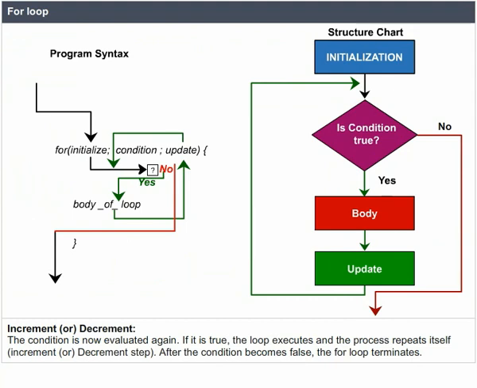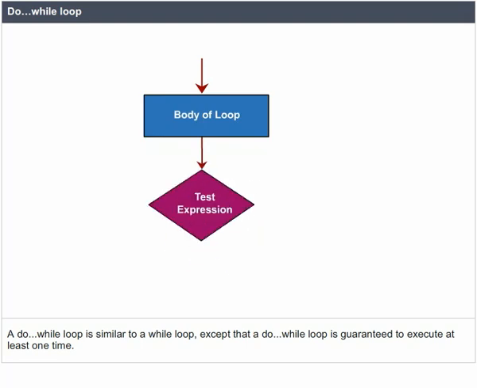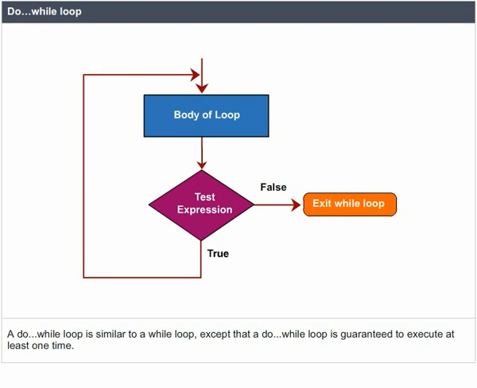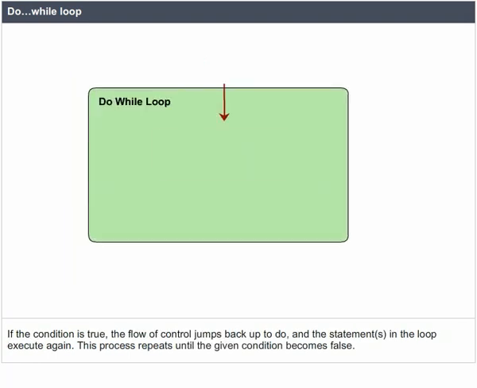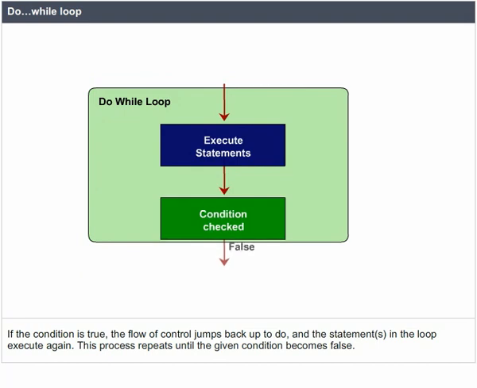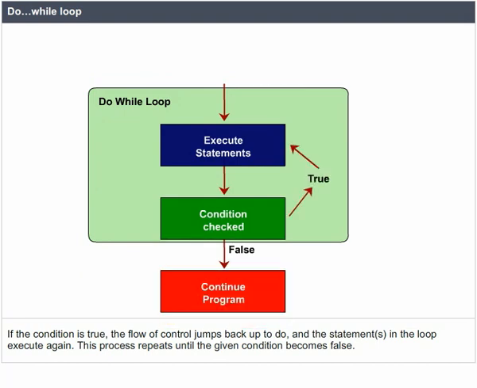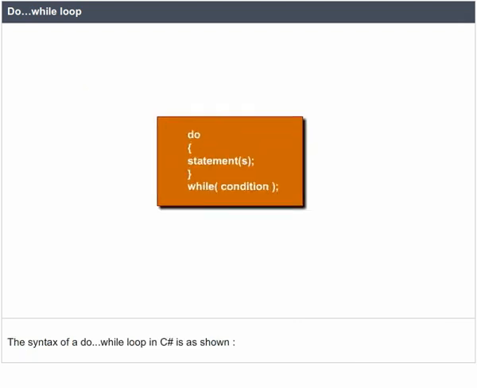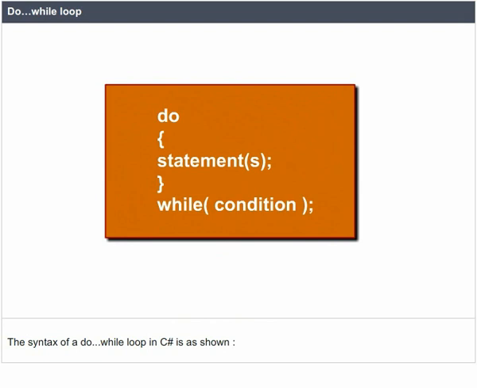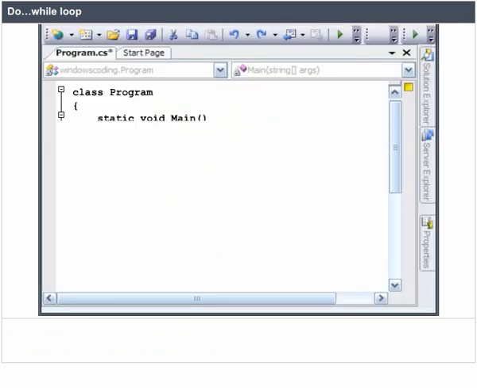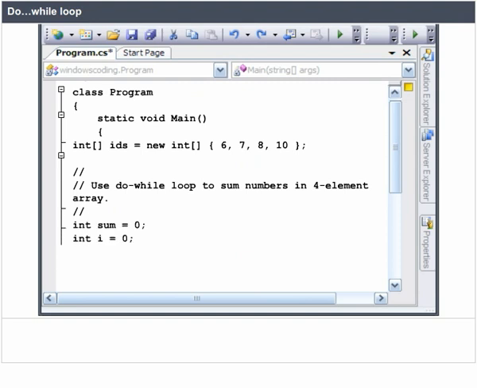Do while loop. A do-while loop is similar to a while loop, except that a do-while loop is guaranteed to execute at least one time. If the condition is true, the flow of control jumps back to do, and the statements in the loop execute again. This process repeats until the given condition becomes false. The syntax of a do-while loop in C# is shown, with examples of a C# program that uses a do-while loop.